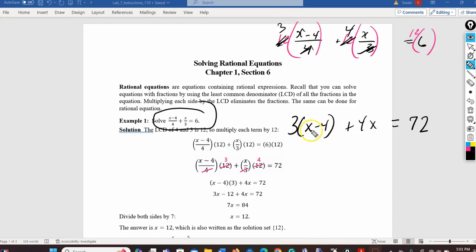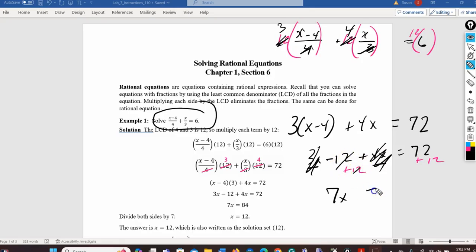So we distribute. 3 times x is 3x, and 3 times negative 4 is minus 12. Then I'm going to combine like terms. 3x plus 4x is 7x. And then I'm going to add 12 to both sides. And I'll have that, and then divide both sides by 7, and I'll have that x is equal to 12.